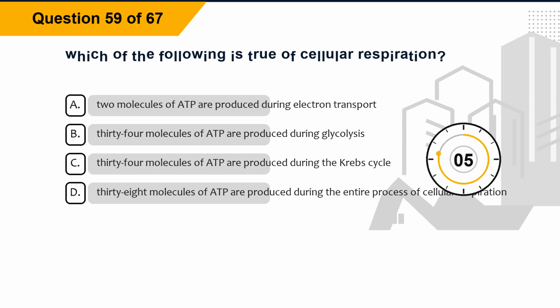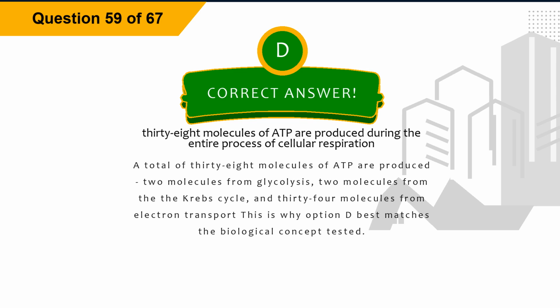Option D, 38 molecules of ATP are produced during the entire process of cellular respiration. The correct answer is option D. Explanation: a total of 38 molecules of ATP are produced, 2 molecules from glycolysis, 2 molecules from the Krebs cycle, and 34 molecules from electron transport. This is why option D best matches the biological concept tested.